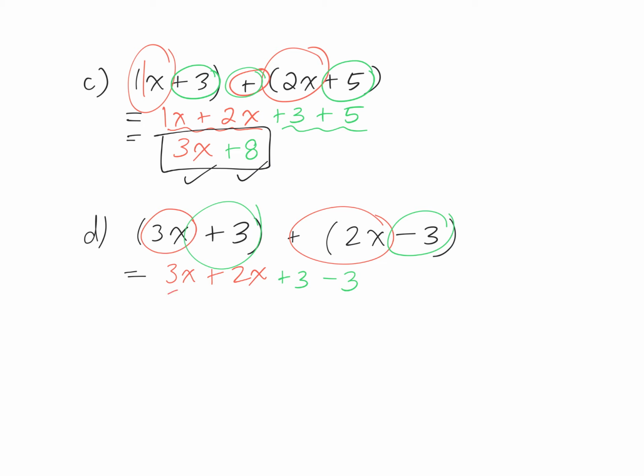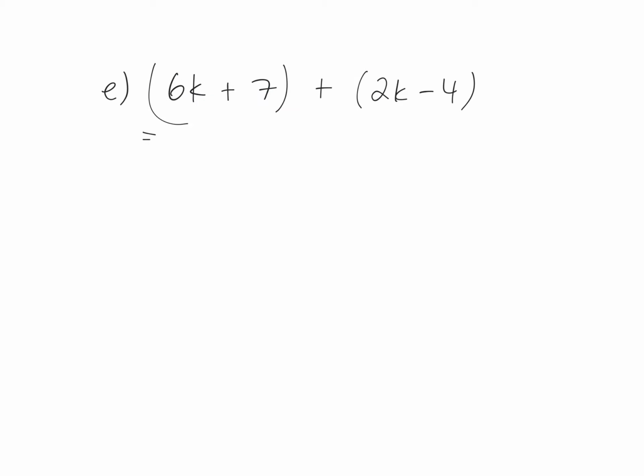Okay? So what's 3x plus 2x? Anyone? What's 3 x's plus 2 x's? Yes, Amir. 5 x's. If I have 3 and you take away 3, what am I left with? I'm left with nothing. So I'm adding 0. So what's the final answer? 5x. Raise your hand if you got 5x for D. Good.